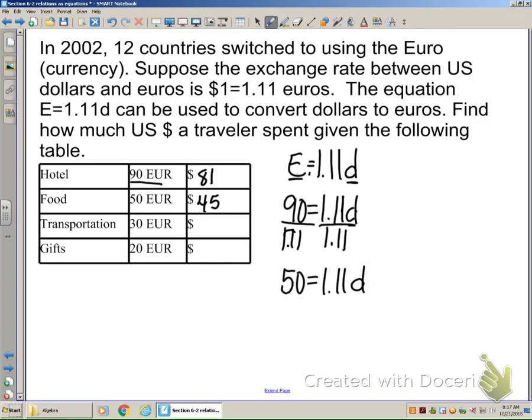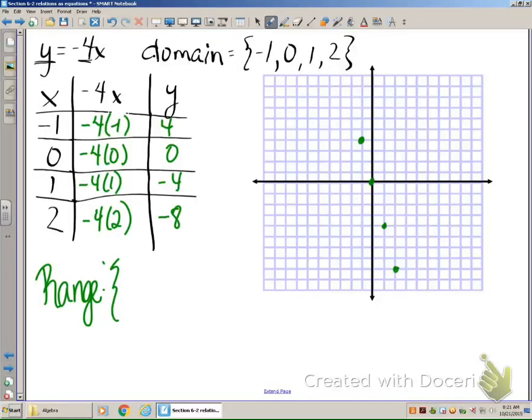Same thing for the 30. 30 divided by 1.11 is $27. And then the 20 euros divided by the 1.11 for the exchange rate gives me $18. So we're looking for how much money he spent altogether. So I would just add these values. 81 plus 45 plus 27 plus 18 gives me a total of 171 US dollars.